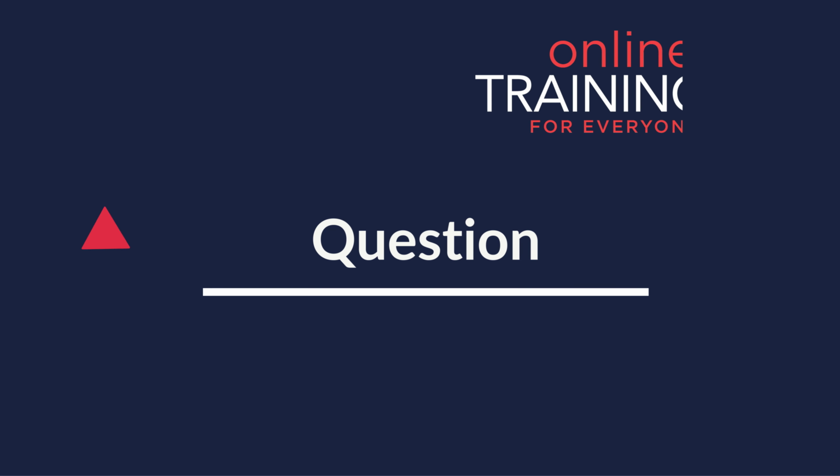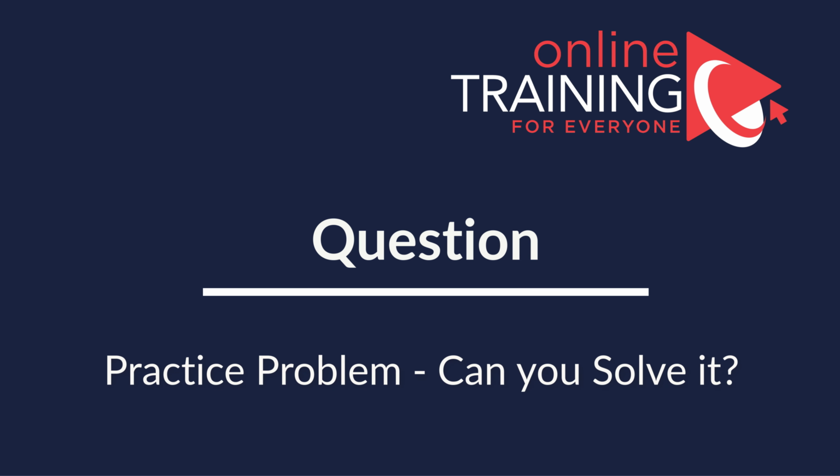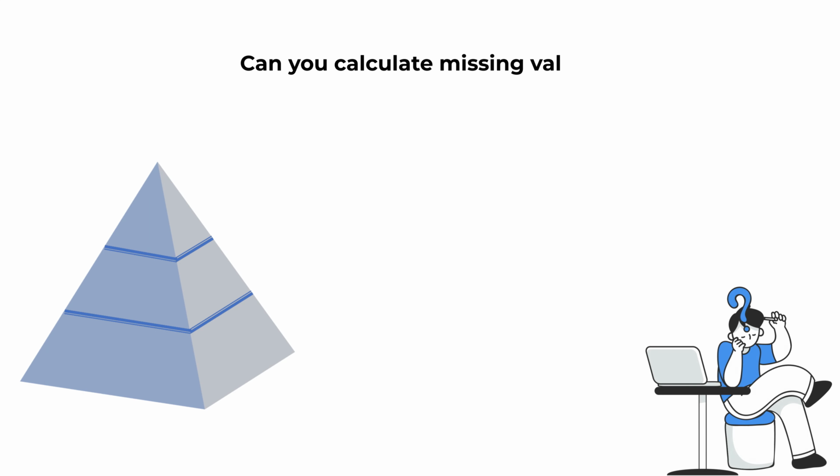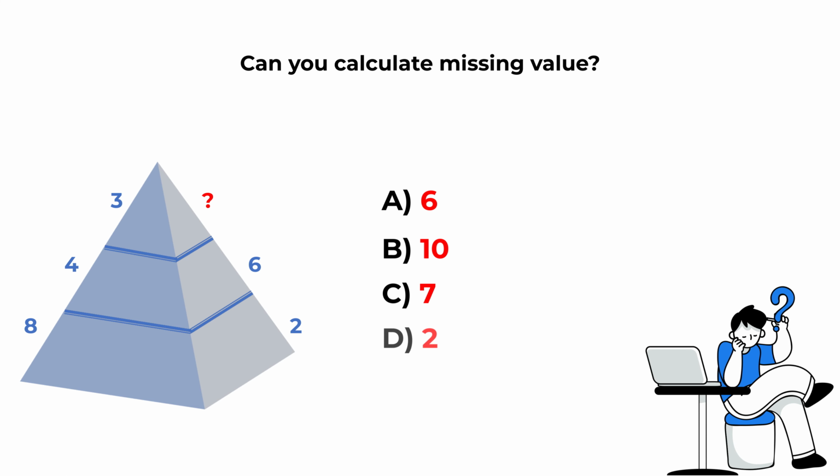And now, here's the question for you to practice. You're presented with a triangle, which is broken down into 3 equal horizontal parts. On the left side of the triangle, you see numbers 8, 4, and 3 if you go from the bottom to the top. And on the right side of the triangle, you see numbers 2, 6, and 1. A number is missing. You need to select the missing number from 4 different choices. Choice A, 6, choice B, 10, choice C, 7, and choice D, 2.